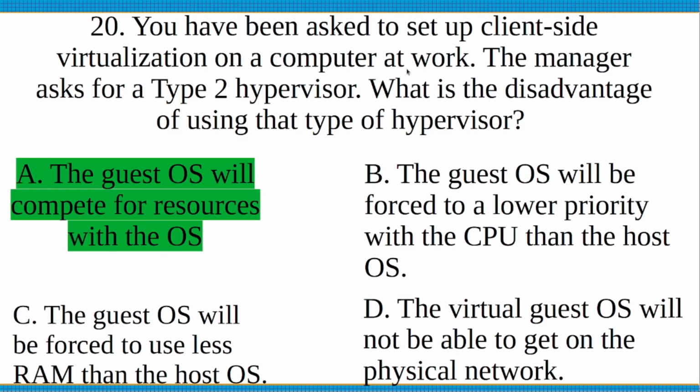The answer here is A. The guest OS will compete for resources with the OS. So a Type 2 hypervisor sits on top of an existing operating system, meaning that the OS installed in VMs will compete for resources with the host OS. The amount of resources available to a guest OS can be configured. A virtual operating system can get on the physical network if configured properly.